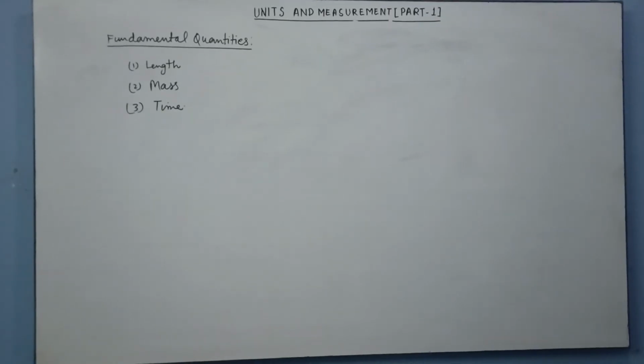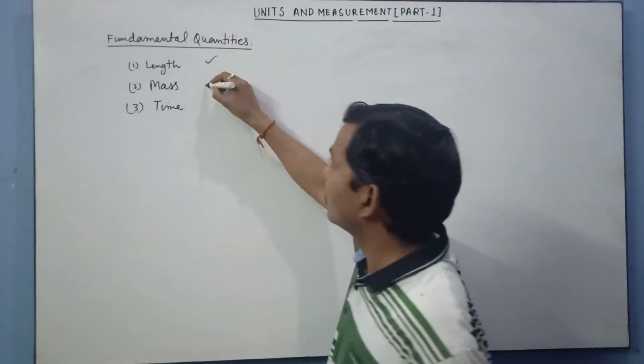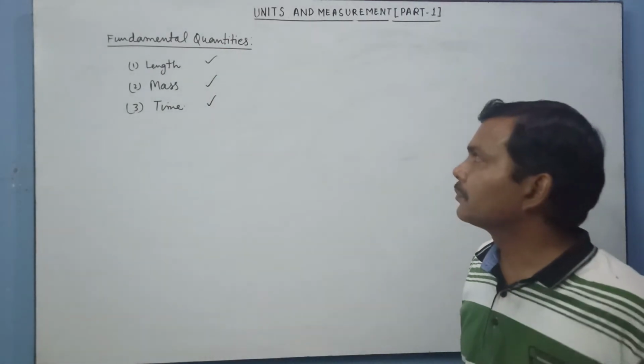Next is fundamental quantities. The physical quantities which cannot be related or changed to one another are known as fundamental quantities. Here are a few examples of fundamental quantities. Length, mass and time all are fundamental quantities.